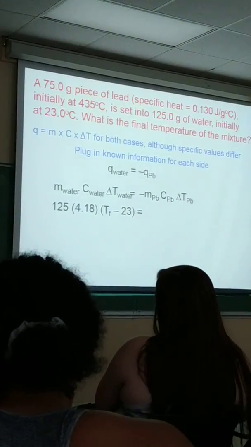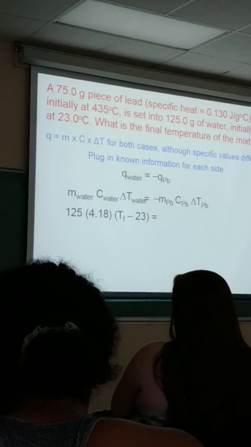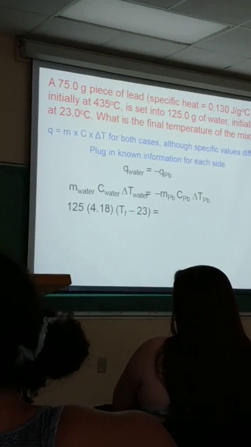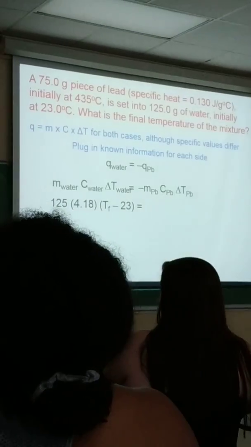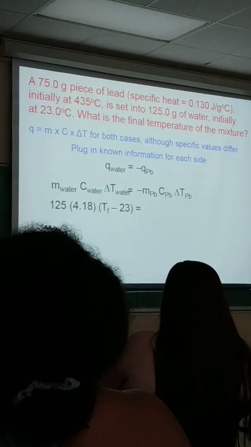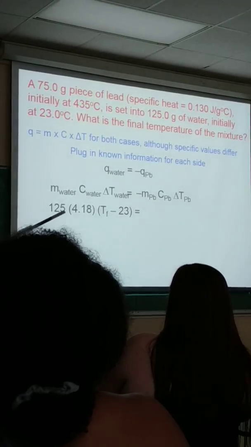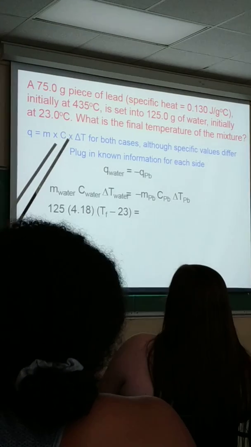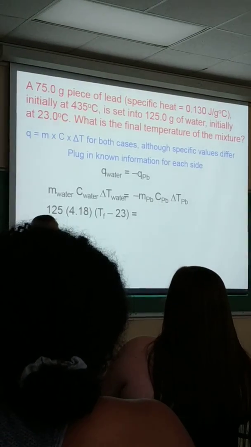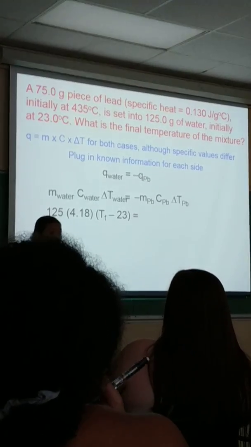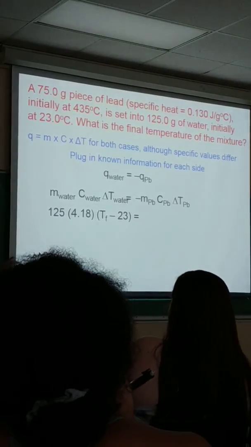You all know that water's specific heat is 1 calorie per gram per Celsius, right? It's 1, but that's based on calorie. And 1 calorie equals 4.18 joule. That's why you normally see 4.18 joule per gram per Celsius. That's a conversion between joule and calorie.